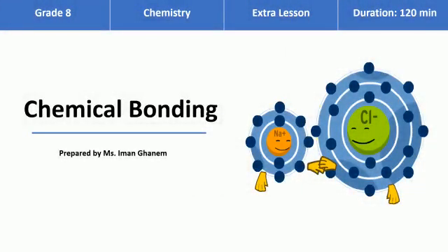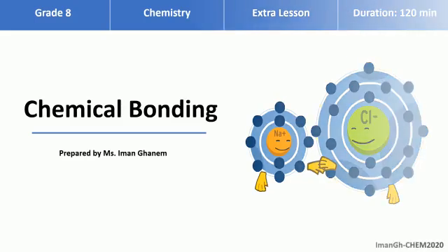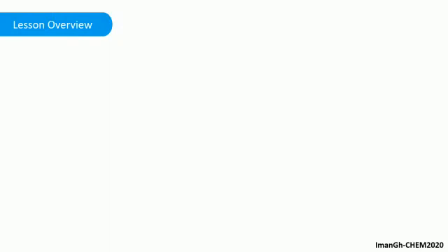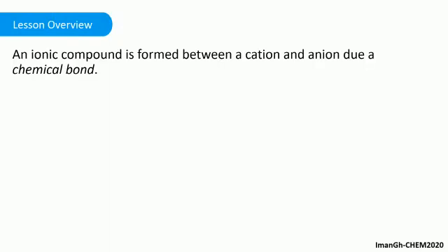During the previous lesson, we have learned to write the formula of an ionic compound using the crisscross method. In this lesson, chemical bonding, we will discuss in detail how an ionic compound is formed. Ionic compounds are formed between cations and anions due to the formation of chemical bonds.